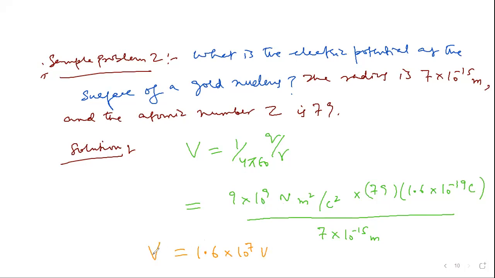This V is for unit, this is for potential. Let me use another color for this. So this is my V, electric potential at the surface of gold nucleus. 1 by 4 pi epsilon naught Q by R I have used. This is 9 into 10 raised power 9 Newton meter square per coulomb square for 1 by 4 pi epsilon naught. It contains 79 protons. Charge on each proton is 1.6 into 10 raised power minus 19 coulomb. And 7 into 10 raised power minus 15 meter is my R. So potential turns out to be 1.6 into 10 raised power 7 volt. You check the calculation. Now I will give you some homework.